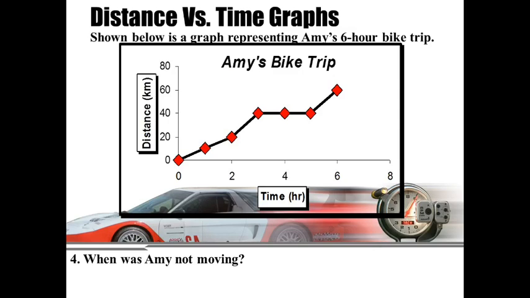When was Amy not moving? If we look at this graph, we have to find a spot where the distance does not change, because if we are not moving, the distance is constant. And look at that. From hour 3 until hour 5, our distance is set at 40 kilometers. It never changes. So, from 3 to 5 hours, Amy does not move.